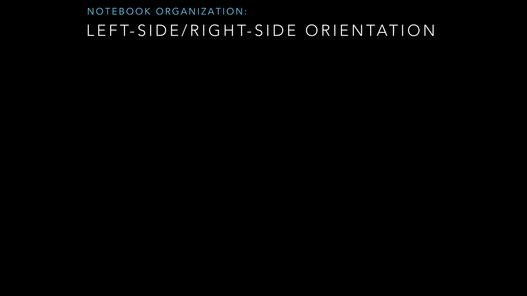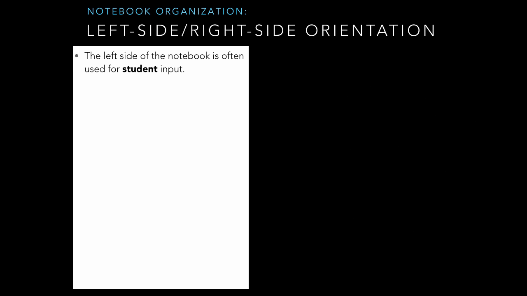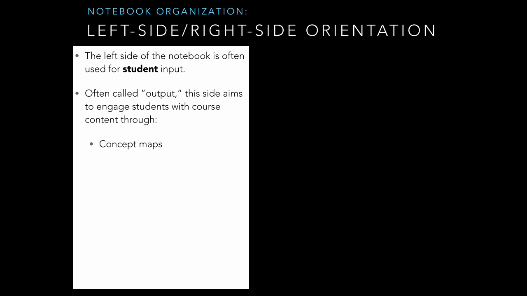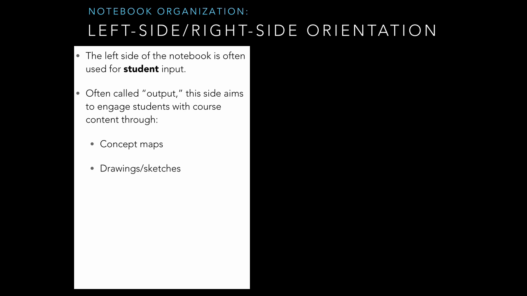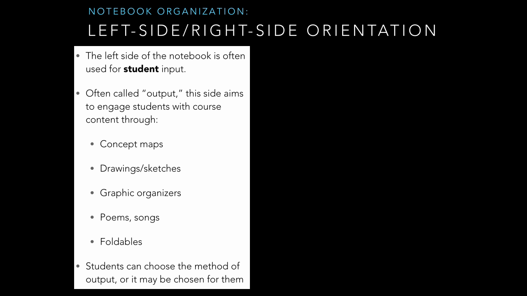So let's talk about left side, right side orientation for just a minute. The left side of the notebook is often used for student input. It's often called output, and this side attempts to engage students with course content through the use of concept maps, drawings, sketches, cartoons that the students produce, graphic organizers that the students produce, poems, songs, foldables, and these are just a very few examples. Students can choose the method of output that they utilize the content with, or it can be chosen for them. Ideally, the students choose.